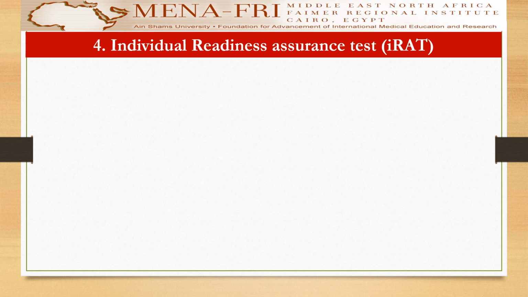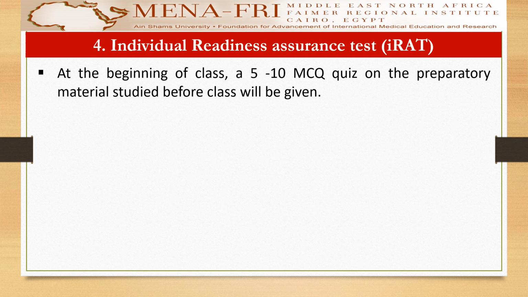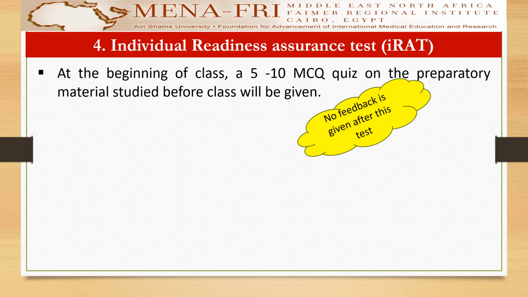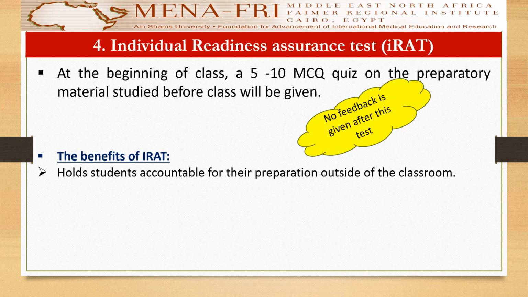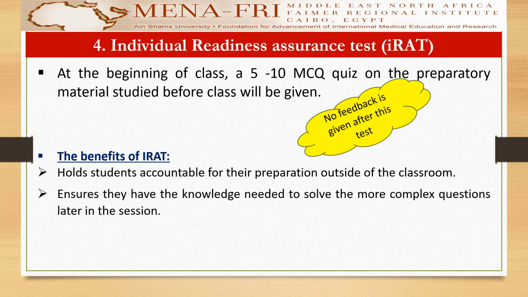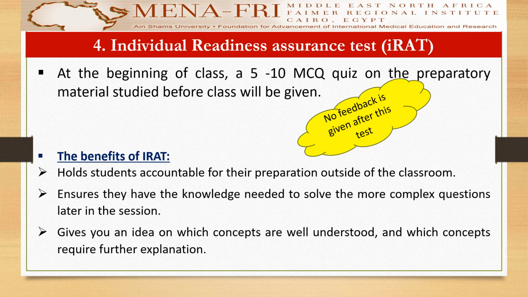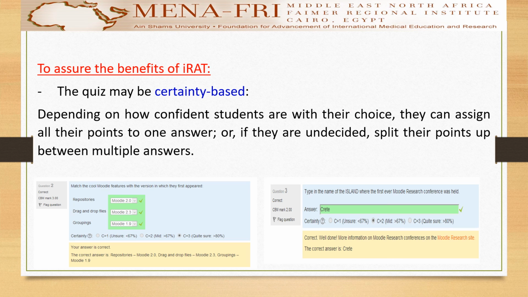Individual readiness assurance test. At the beginning of the class, a 5 to 10 MCQ quiz on the preparatory material studied before the class will be given. What are the benefits of the individual readiness assurance test? It holds students accountable for their preparation outside the classroom. It ensures that they have the knowledge needed to solve more complex questions later in the session. And it gives you an idea which concepts are well understood and which concepts require further explanation. No feedback is given after this test.